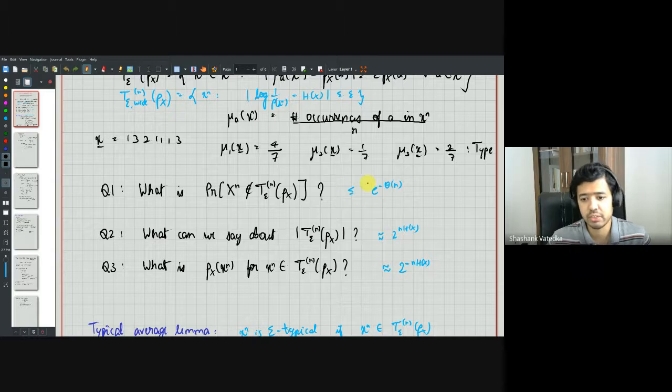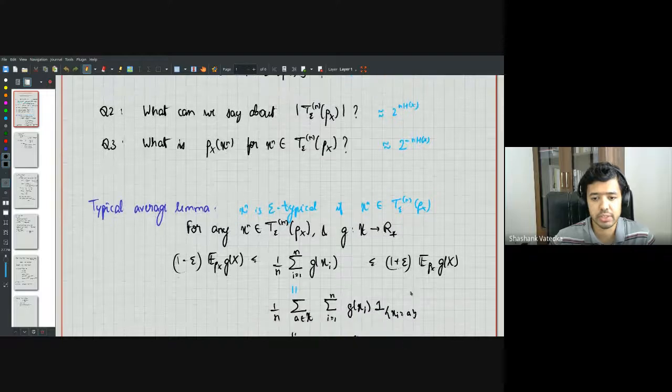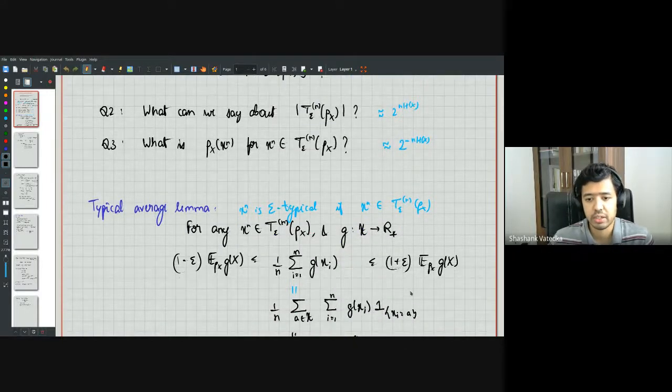In fact, the size of the typical set will be roughly close to 2 raised to n times the entropy of X. And for any typical sequence, the probability of occurrence of that particular sequence is very close to 2 to the minus n times the entropy. And we also proved the following typical average lemma, which says that for any typical sequence, the fraction of occurrences of g of x_i or g of a is very close to the expectation. So the empirical average of g is very close to the ensemble average or the expectation of g.